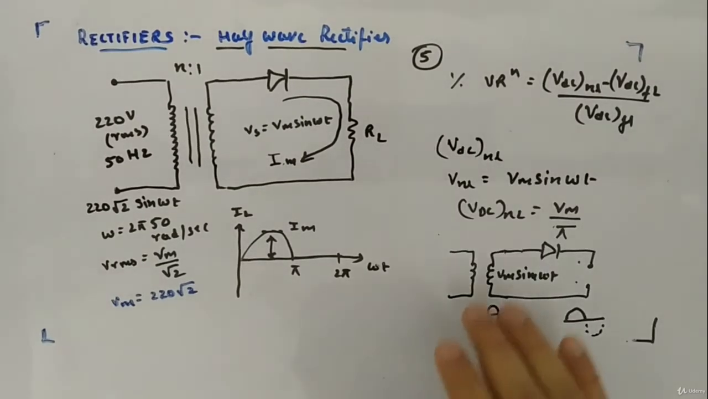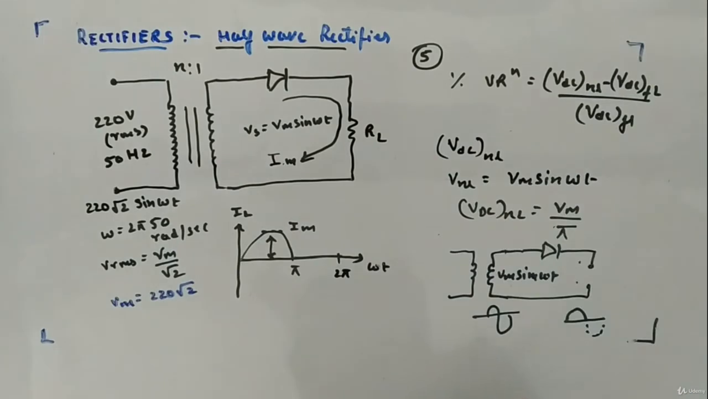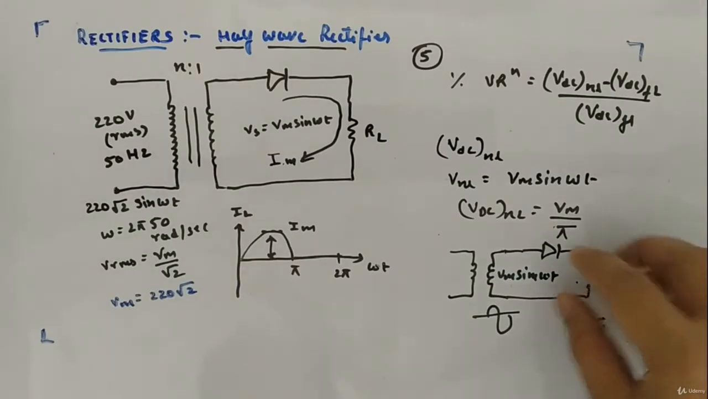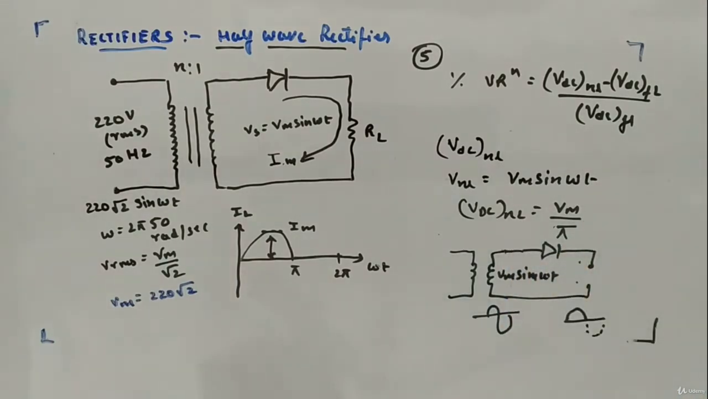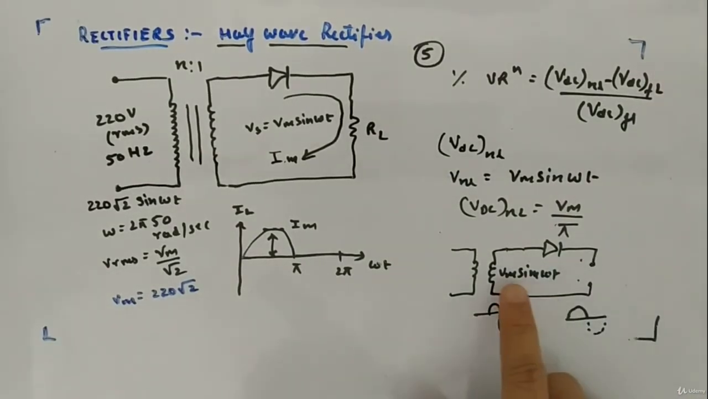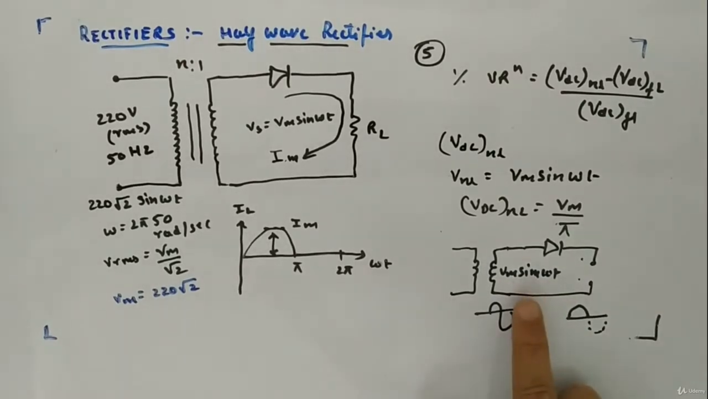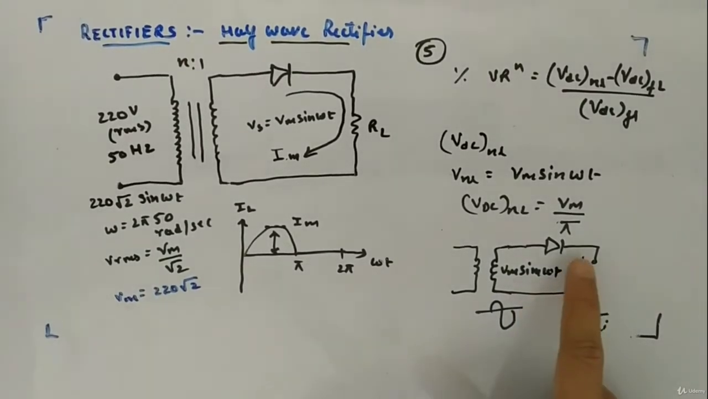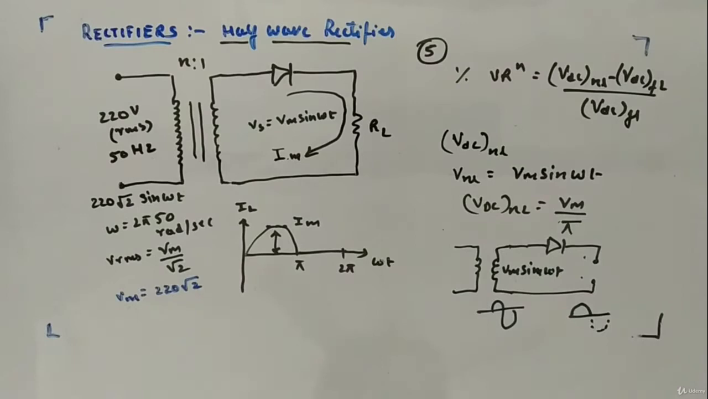Okay, now what will happen? We will calculate VDC at no load. So no load will look like this. This voltage we know is Vm sin omega t. This voltage will be the same as this, but there is a diode here, so it will chop off the negative half. So only the positive half will appear here, and it will be exactly similar to this signal. It is only passing a half cycle because of the diode.